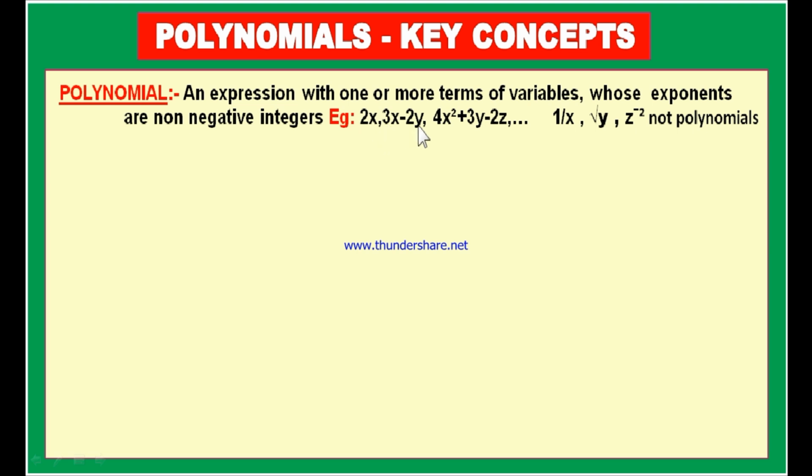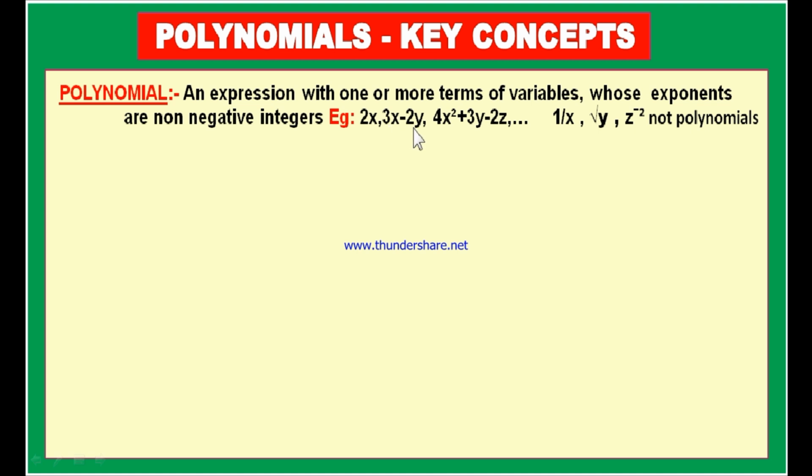Similarly, observe the second expression. The second expression is 3x minus 2y. 3x is one term and 2y is the second term. These two terms are joined together by means of minus, so it is an expression. This expression contains two terms: 3x is one term and minus 2y is the second term.